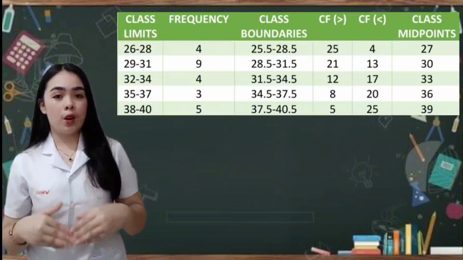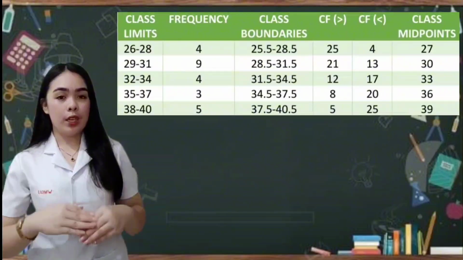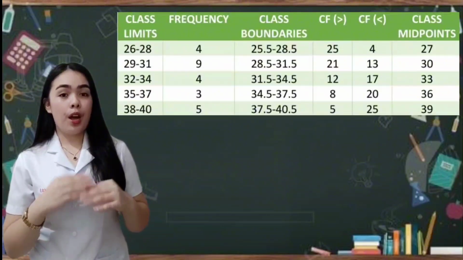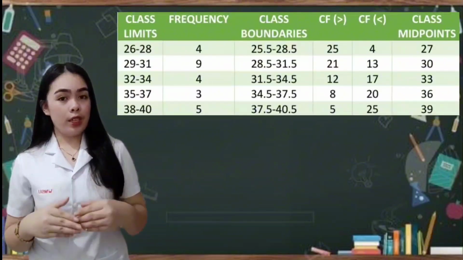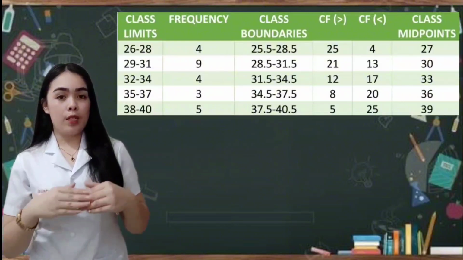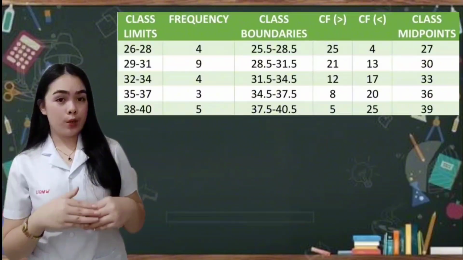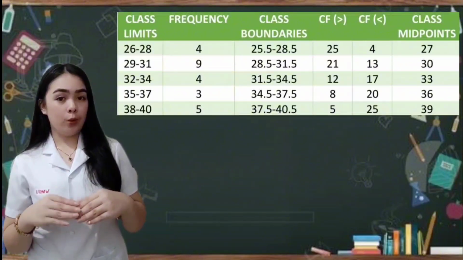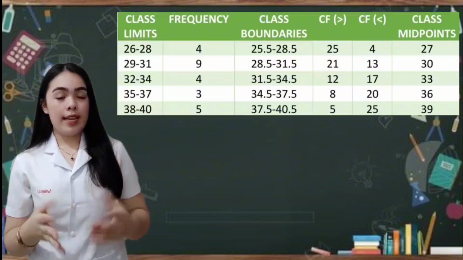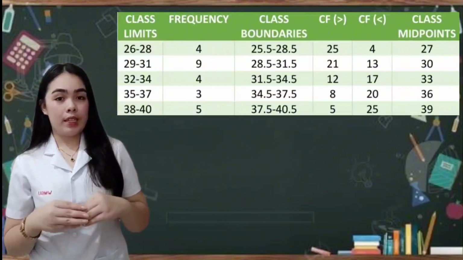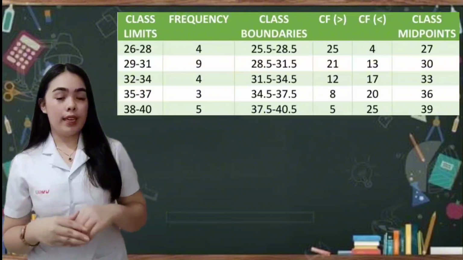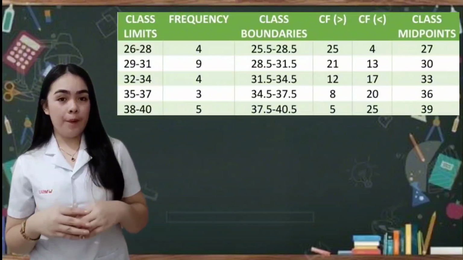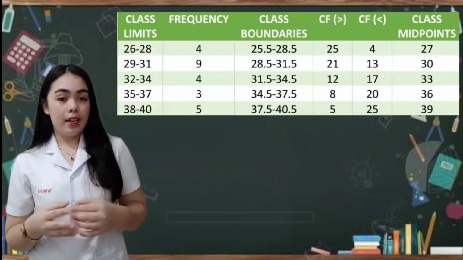The same for the next lower and upper limits, which is 29 plus 31 divided by 2, and that is 60 divided by 2, which is equal to 30. So the next one is 32 plus 34 divided by 2 is equal to 66 divided by 2, which is equal to 33. So the next one, 35 plus 37 divided by 2, and that's 36. So lastly, we have 38 plus 40, and that is 78 divided by 2, that is 39. So we now have our class midpoints, which are 27, 30, 33, 36, and 39.